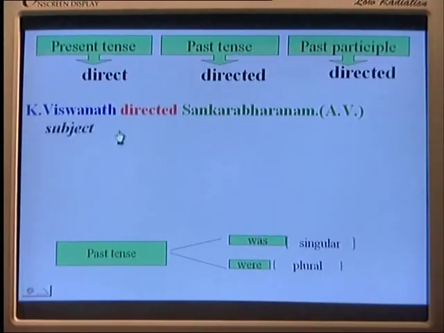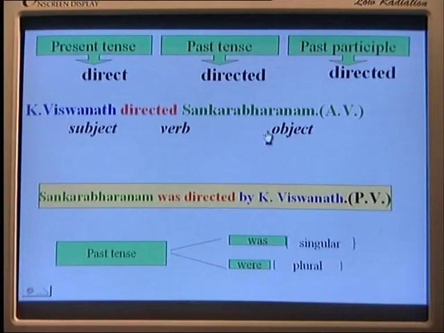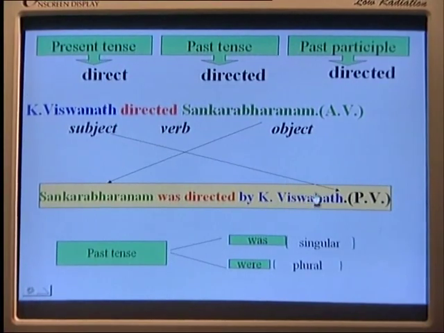Let us divide the sentence into subject, verb and object. K. Vishwanath is subject, directed is verb and Shankarabharanam is object. What is the passive form here? Shankarabharanam, it is singular, therefore, was. Shankarabharanam was directed by K. Vishwanath. The object in the active voice becomes the subject here. Okay. And by K. Vishwanath.